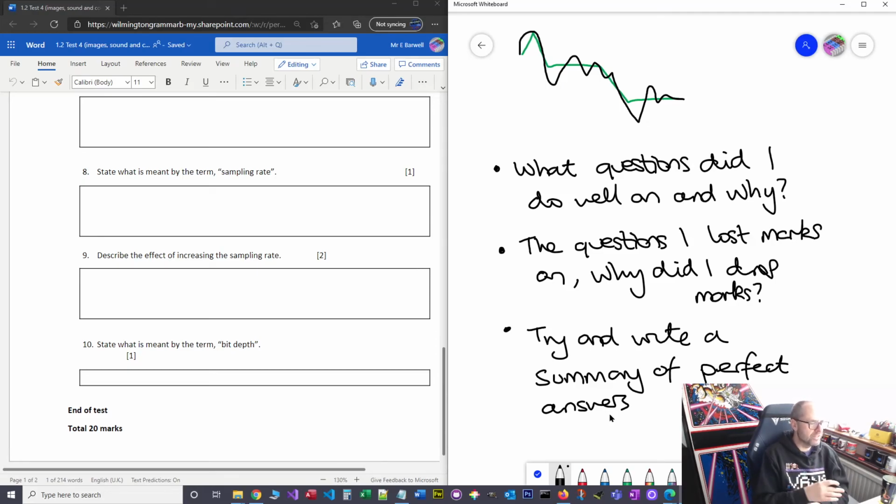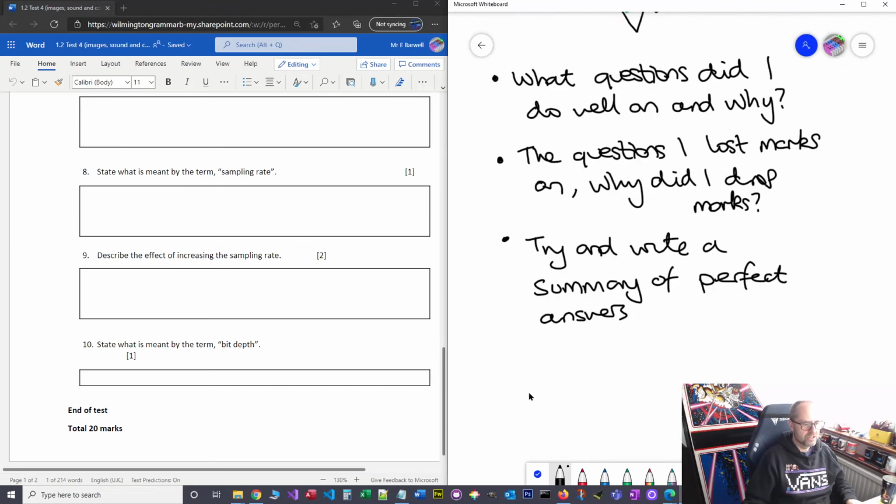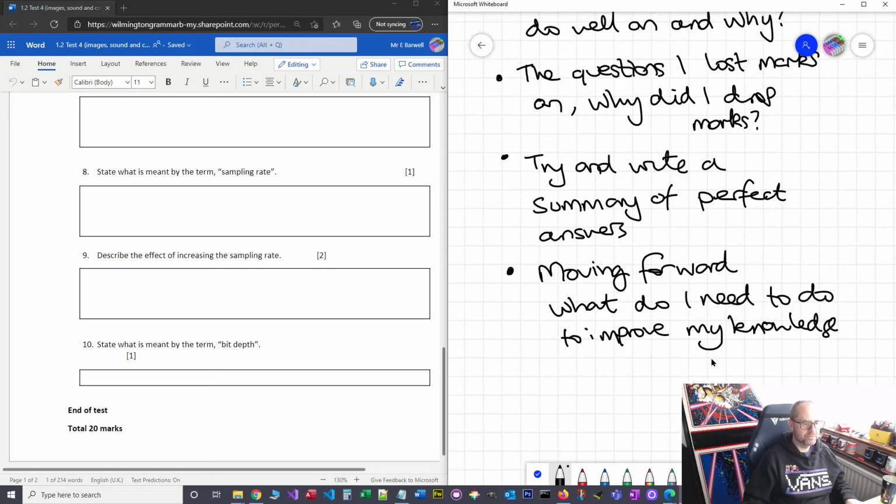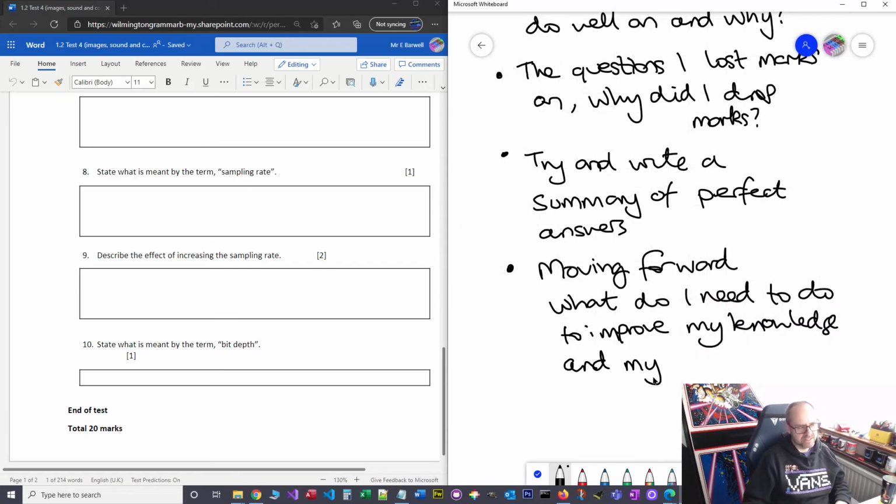Okay, so that you've got it. If you got 20 on this test, then you've got your perfect ones and you haven't got really much to do. But I still want you to think about that. Okay, that first question. So off the back of this, moving forward, what do I need to improve? And this is the final question. So what do I need to do to improve my knowledge and my ability to access the marks.